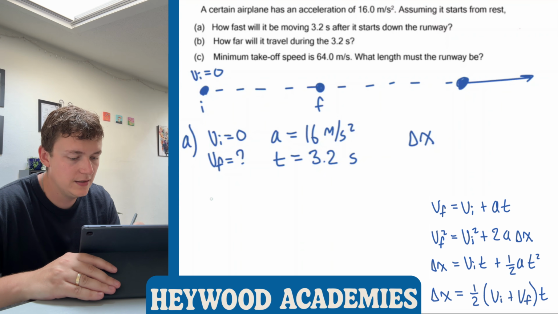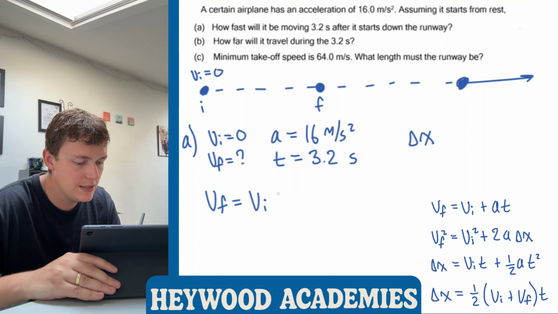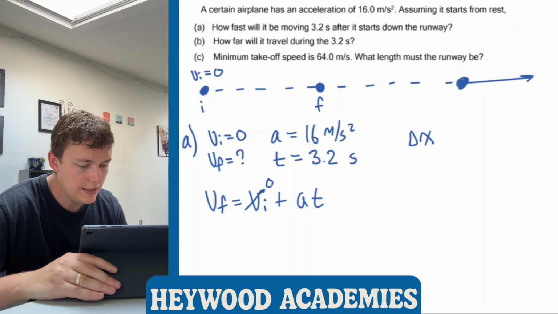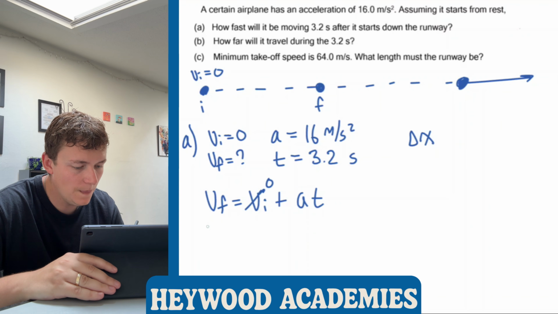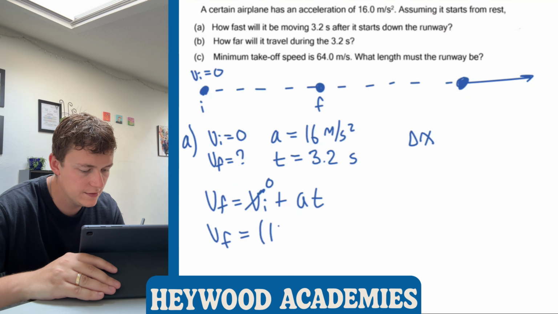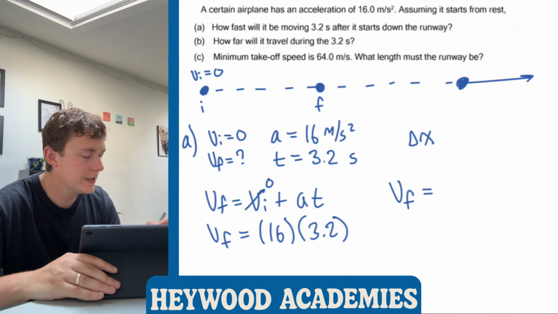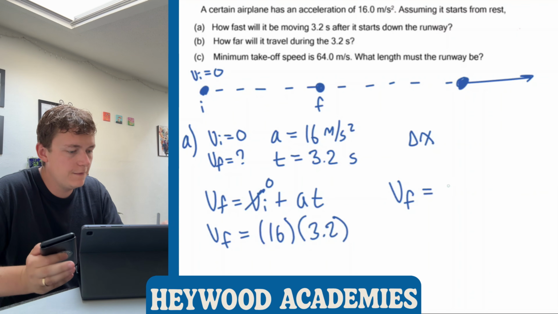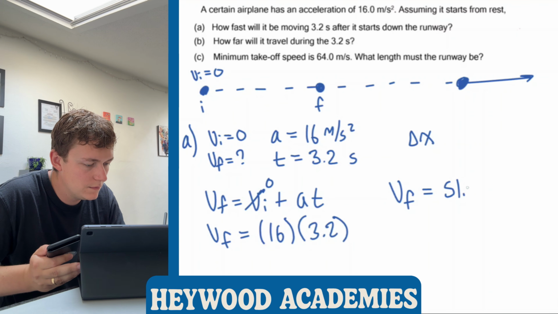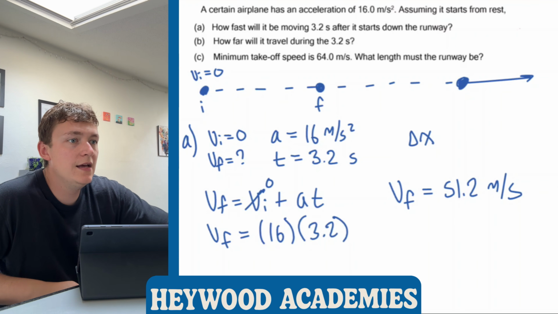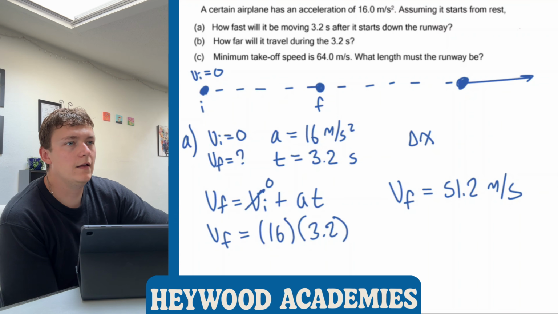So let's go like this. v final is equal to v initial plus acceleration times time. Initial velocity is 0, we can get rid of that, and we can plug in the information they gave us. So final velocity should be acceleration, 16, times 3.2. So we can plug in our calculator, 16 times 3.2 is 51.2. Alright, so that's our final speed.